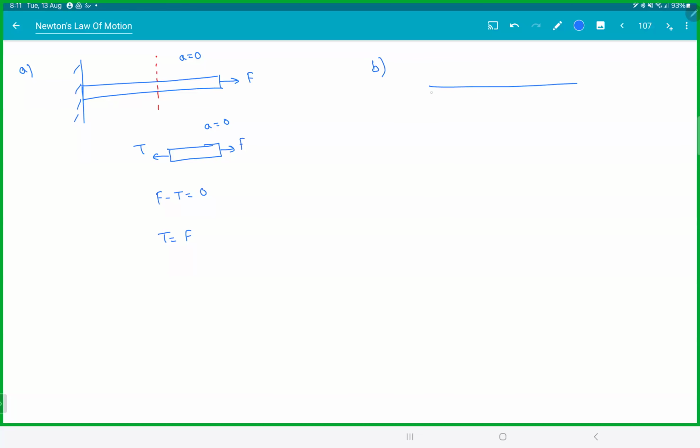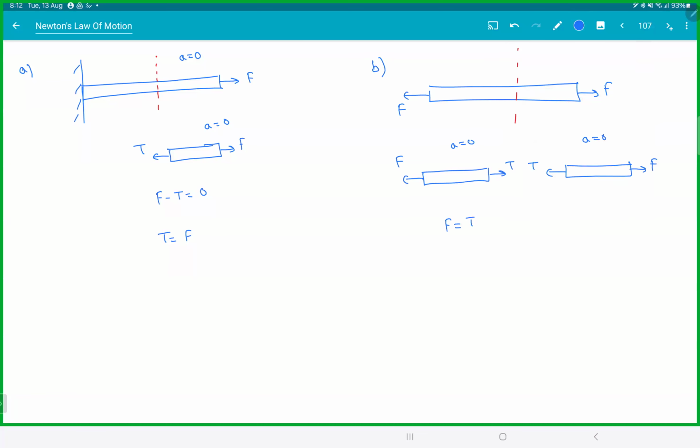Now, in the second case, you apply F, cut the string here. You'll get 2 pieces. I can take any one piece. Let me take the left piece, so F and T. If I take the right piece, that will be F and T. Acceleration is 0. It is not moving. Same thing. F is equal to T.